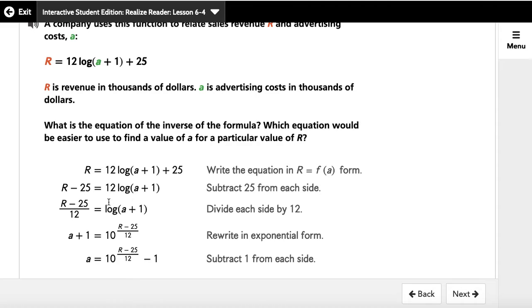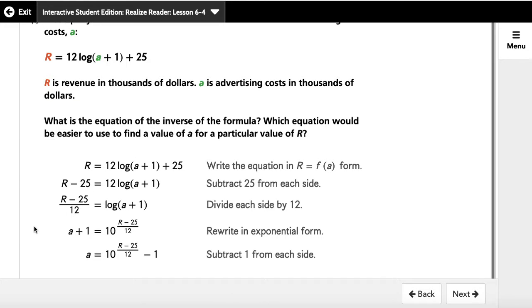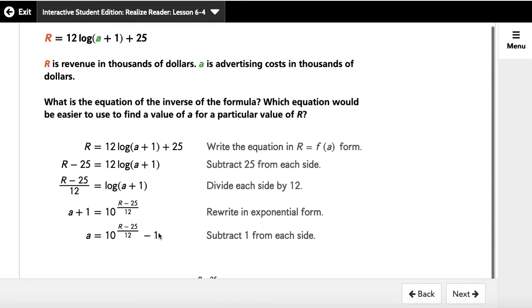Now that we have the log by itself, we can take the base 10 to this part, which equals A plus 1. So as messy as that looks, 10 to the R minus 25 over 12 equals A plus 1. And then to solve for A, we just go minus 1. So that's quite messy. But now it is a better equation.